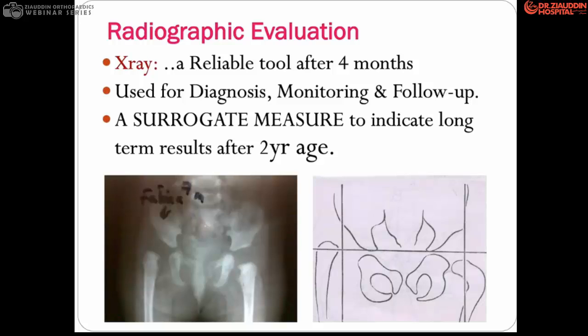If you find an X-ray after 7 months of age, you cannot find a femoral head, but with certain parameters like the vertical line and horizontal line, you can indicate which hip is in and which hip is out. Like this X-ray of Fatima, normally you cannot see, but if you follow the Shenton line here and the distance from the triradiate cartilage to the Hilgenreiner line, you will find this hip is okay.